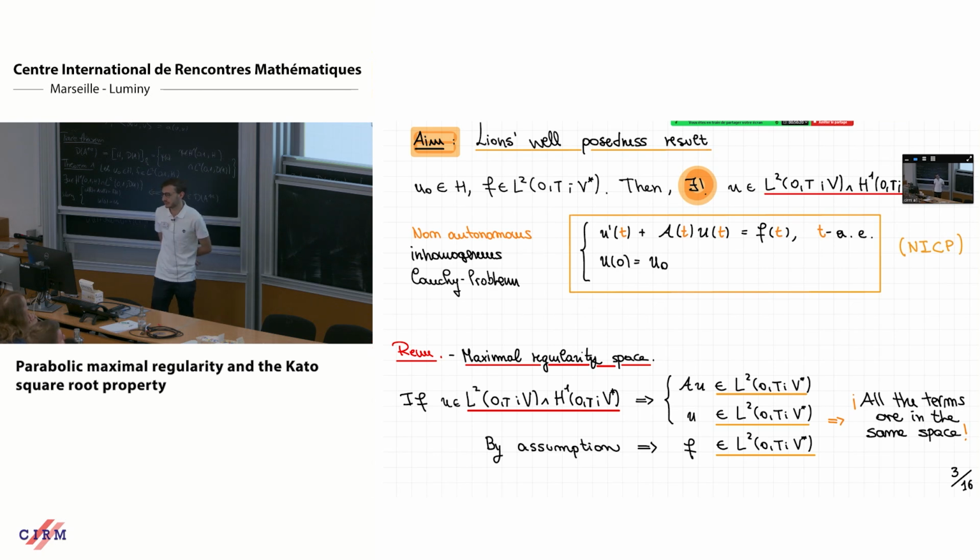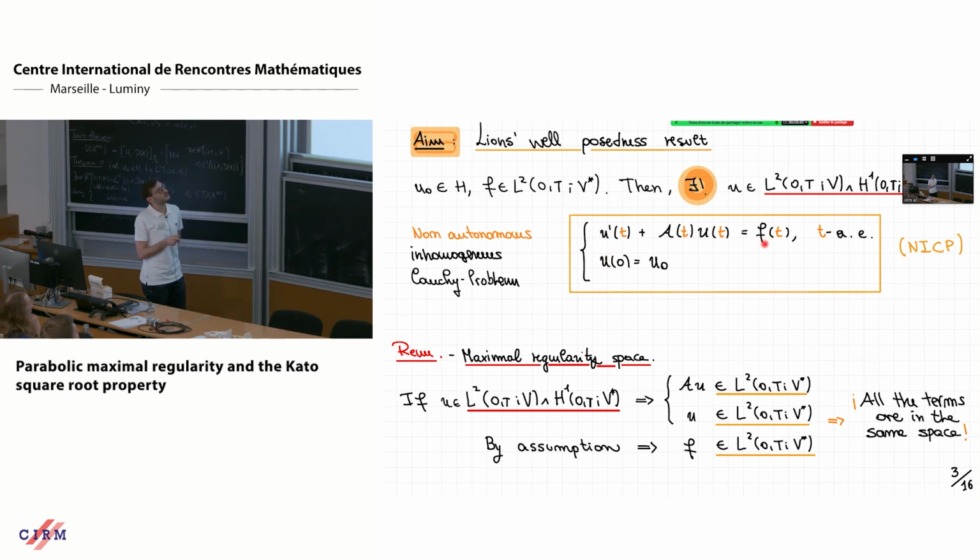So we have a well-posed result for this evolution equation, in particular this non-autonomous inhomogeneous Cauchy problem, where the initial value u0 is in H, the datum f is in L2 with value in V star. Then we want to prove that there exists a unique solution in this space, which is the maximal regularity space. Here is H1 with value in V star. So I remark that if U is in this space, all the terms of our equation are in the same space, which is L2 with value in V star. And this is why we call it maximal regularity. So I'll prove this result.